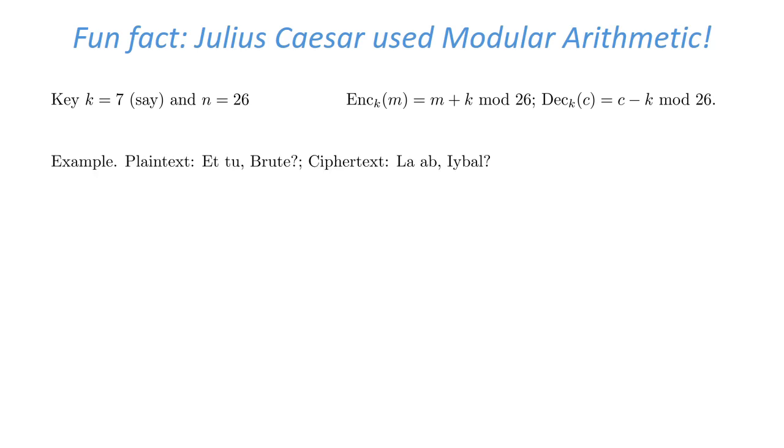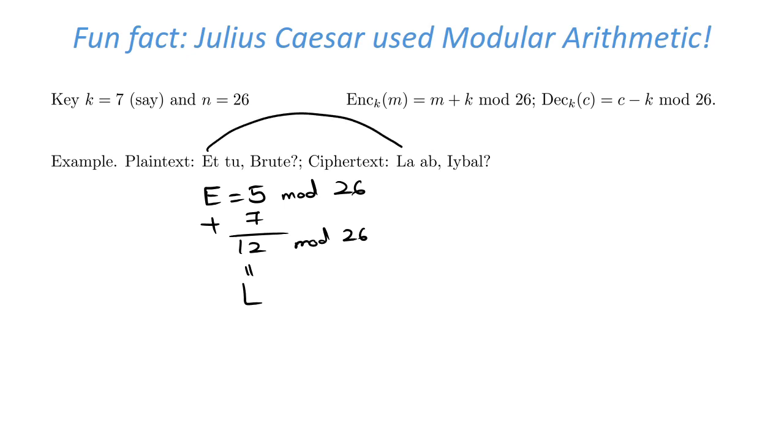So for example, suppose the plain text was "et tu brute". How I would encrypt it with key 7 is, since E is equal to 5 as it's the 5th letter in the alphabet, I add 7 to it, and that gives me 12 modulo 26, and that translates to L. So E gets mapped to L, T gets mapped to A, and so on and so forth.